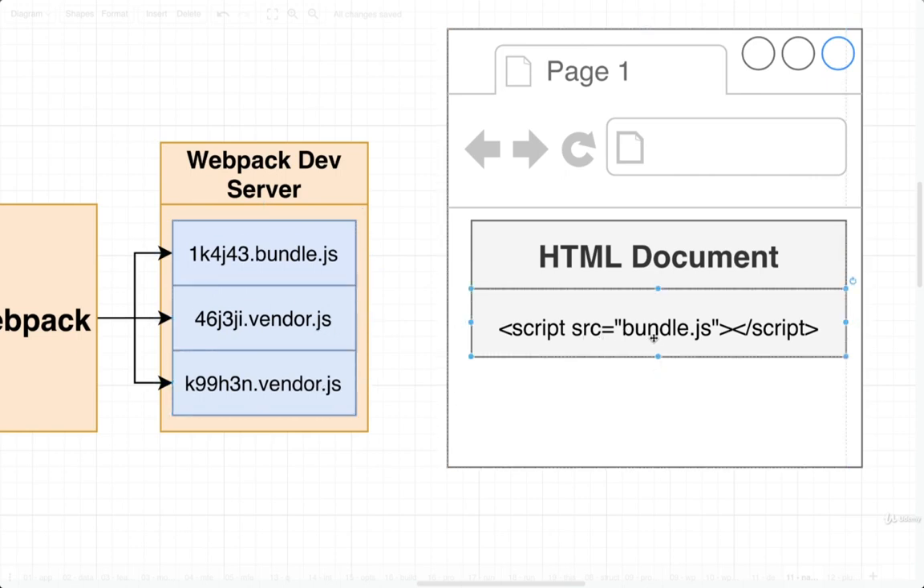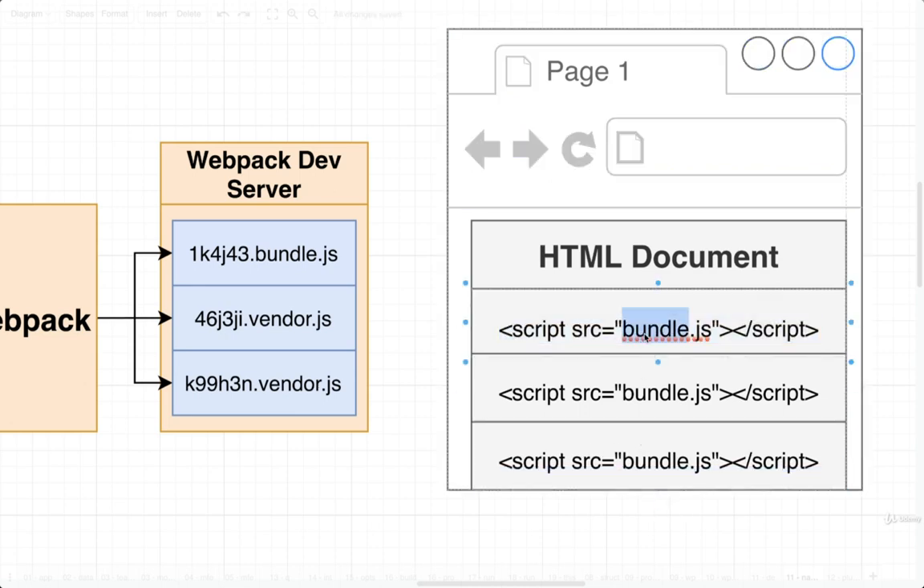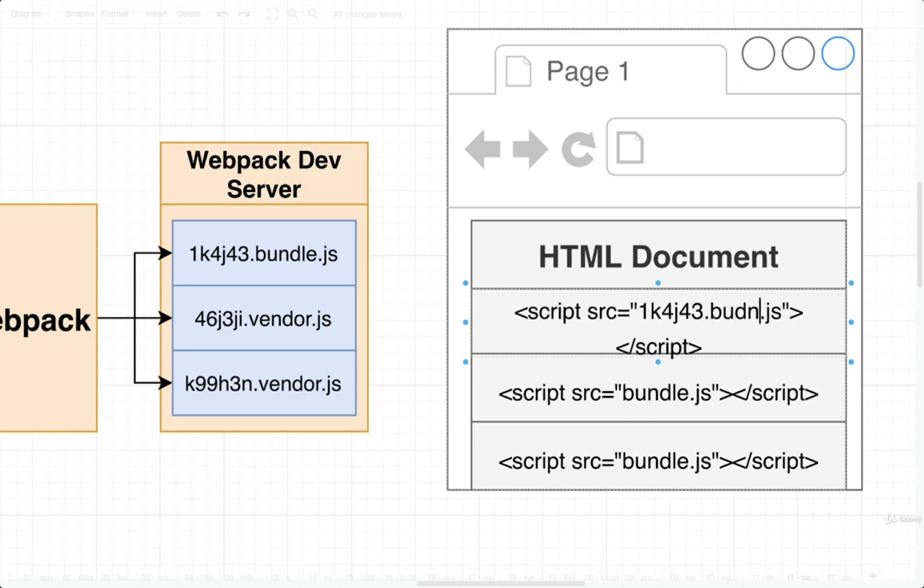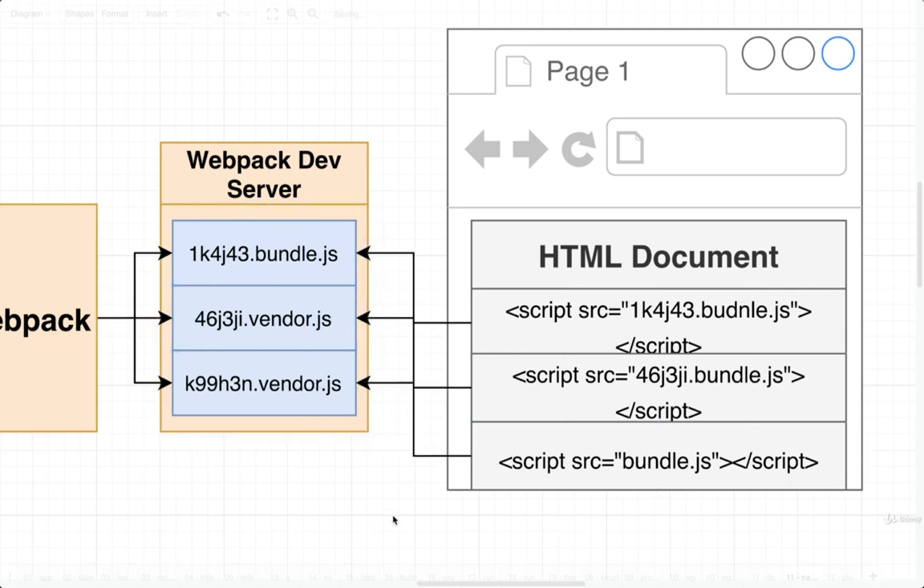So this plugin is essentially going to create for us and add into the HTML document 3 script tags with the name of 1K4J43 bundle and 46J3JI.bundle, and the last one right there as well. So this plugin will make sure that we always load up the correct output files that are coming out of Webpack. So let's set up that plugin and tell it to modify that HTML document we just put together.